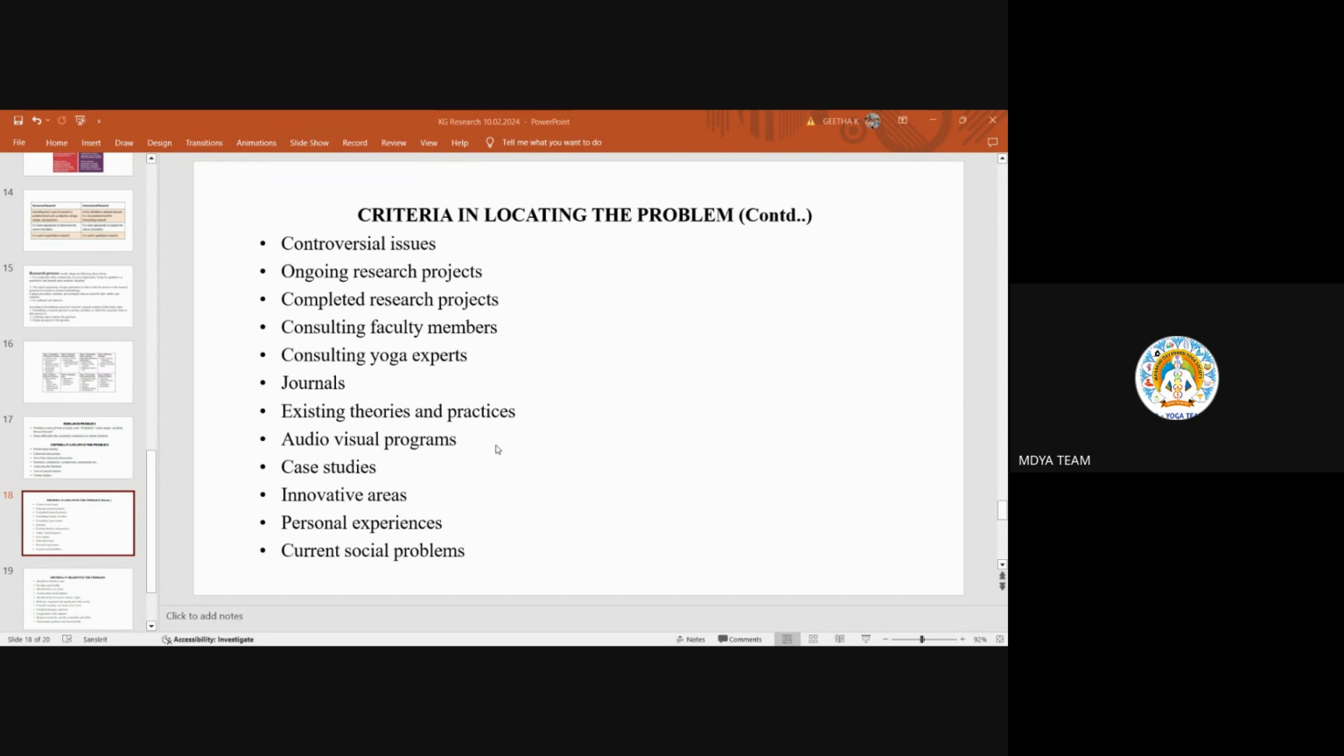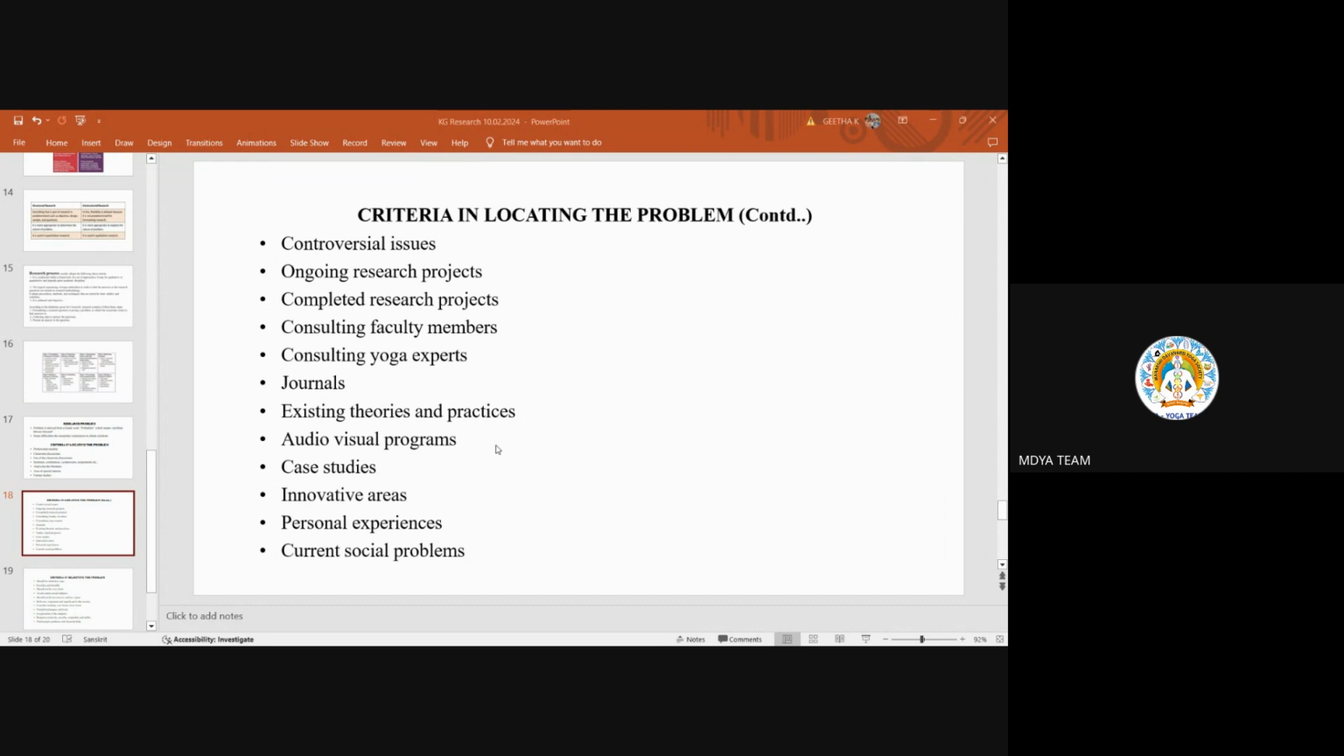Then audio-visual programs. If you go for research seminars and everything, there'll be a lot of audio-visual programs. And naturally, case studies. Case studies are very much important. It is different from a research paper. A case study is an individual case study. Like one patient, they would have discussed a particular patient, some few critical patients, how the patient came with the problem, how that problem has been resolved. So case studies are very much useful.